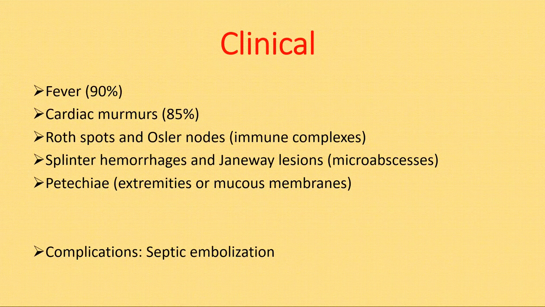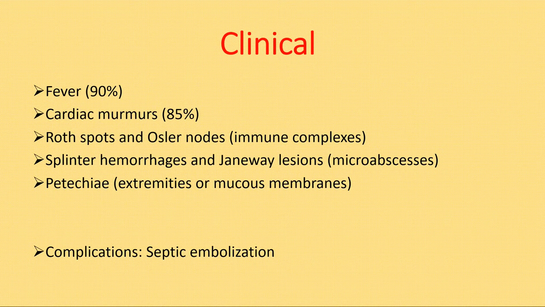Also, different kinds of signs such as Roth spots that we are going to find in the retina, Osler nodes that we are going to find specifically in the pads of the fingers, and those are quite painful. Also, we are going to notice in the physical exam splinter hemorrhages that are found in the nails. Also, Janeway lesions. Those are found in the palm, but those are not as painful as Osler nodes. And also any kind of complication due to septic embolization.